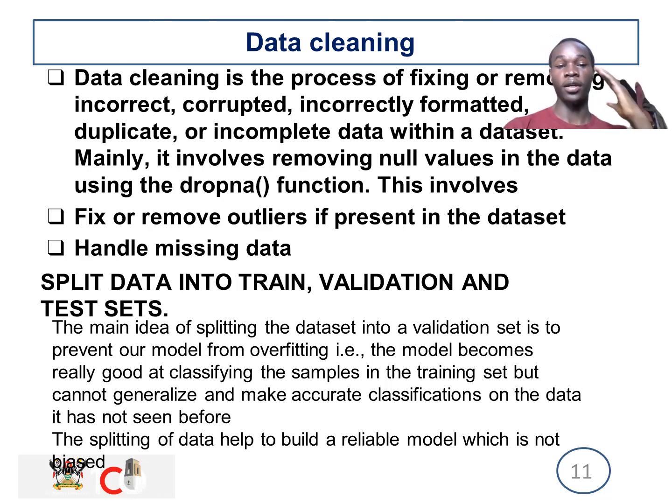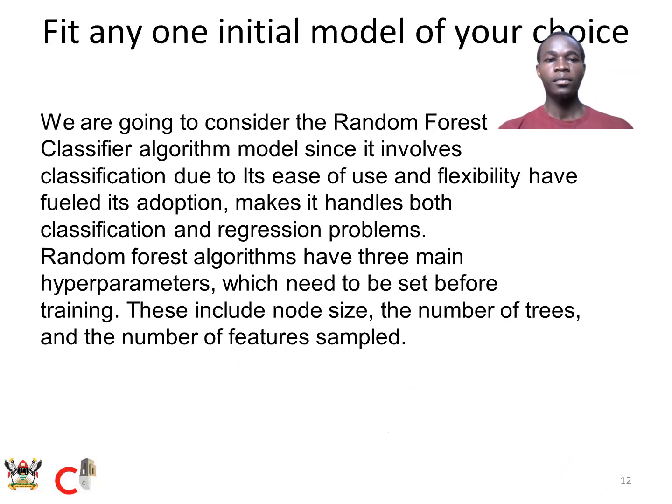Overfitting is when the model becomes really good at classifying the training data. We are preventing our model from being biased, so that the results it comes up with can be real and not dependent on the training data. The splitting of data helps us build a reliable model because the model is not biased. Fit any one initial model of your choice.